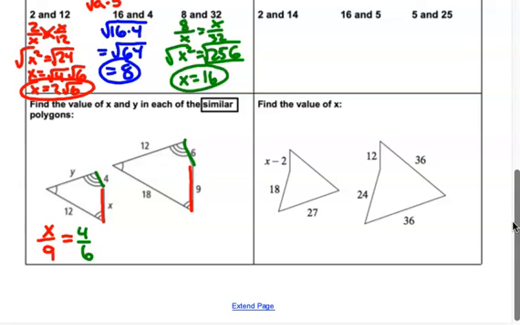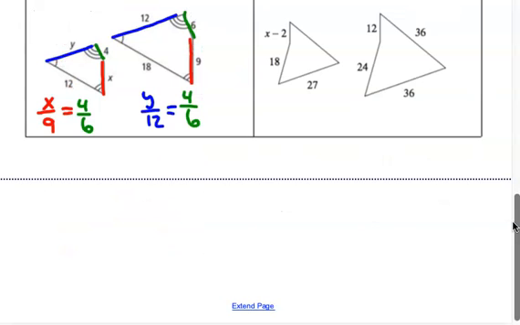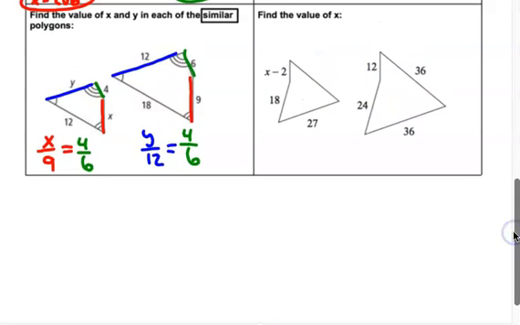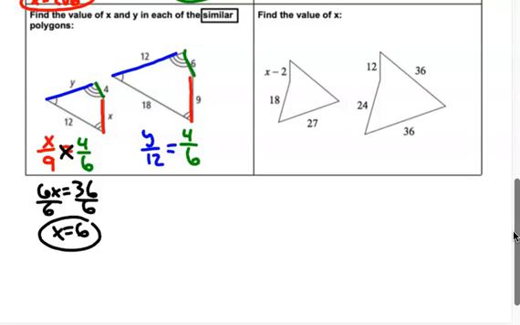Okay, I could do the exact same thing to set up y. Y goes with this 12. So I could go y over 12 equals 4 over 6. And I could reduce the 4 over 6 if I wanted, but these are both solvable just by cross-multiplying and solving. So let's do that. Here I have 6x equals 9 times 4, which is 36. So x is 6. Here I have 6 times y equals 4 times 12, which is 48. So y is 8.